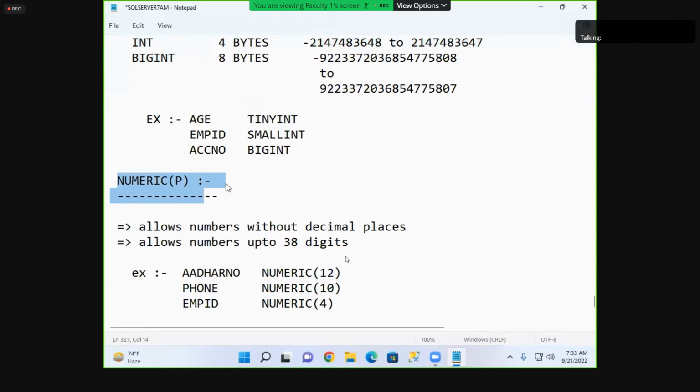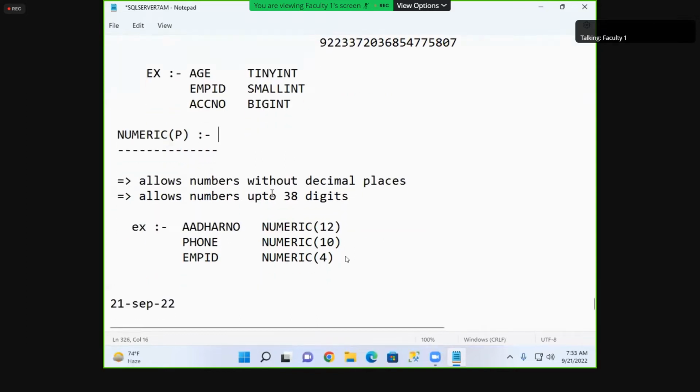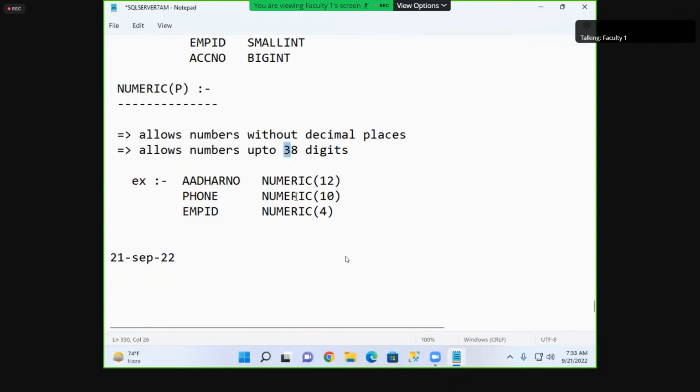Numeric P. So what is P? Size. And the size can be up to 38, so this allows numbers up to 38 digits. If I say numeric 4, what is this 4? 4 digits. So that means into EMP ID, a 4 digits number is allowed. Maximum 4 digits, not compulsory 4 digits.